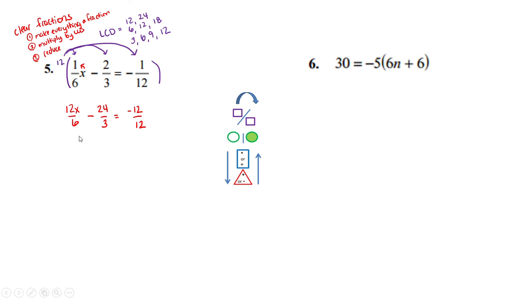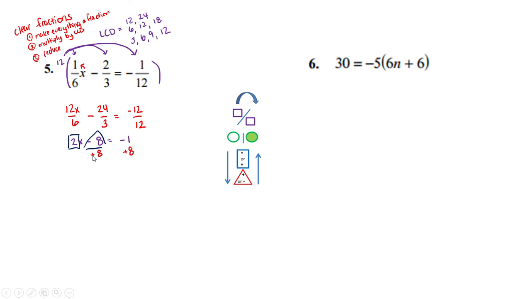Then if I reduce, I'm dividing. So 12x divided by 6 is 2x. 24 divided by 3 is 8. Negative 12 divided by 12 is negative 1. Now I'm ready for my rectangle and triangle. So my rectangle is the 2. The triangle is negative 8.